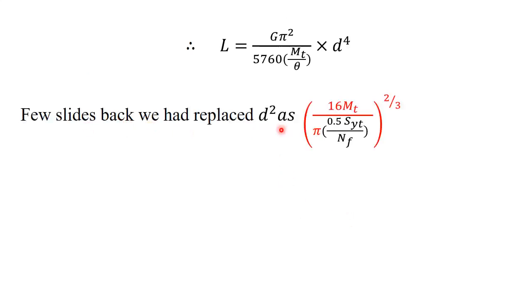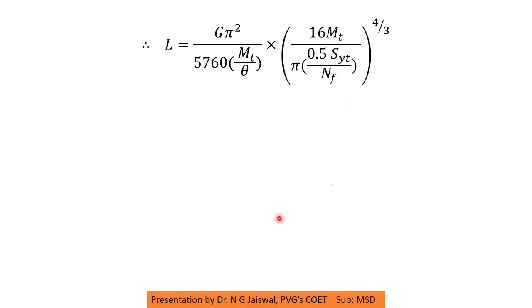Remember, a few slides back we had replaced d square as this term. Therefore, d raised to power 4 is equal to this term raised to power 2. So it becomes d raised to power 4 is equal to this term. Okay. So wherever d square is here, d raised to power 4 is here, we can replace it now this way.